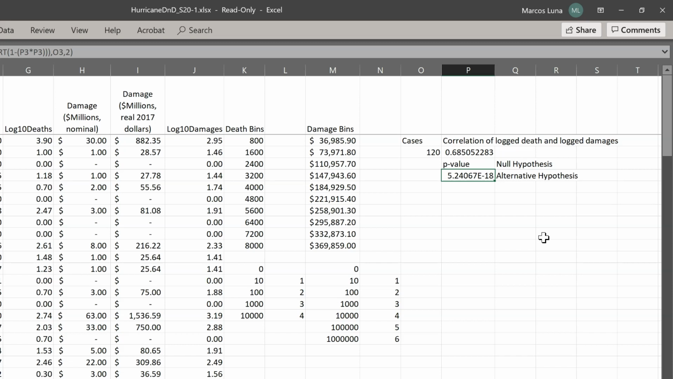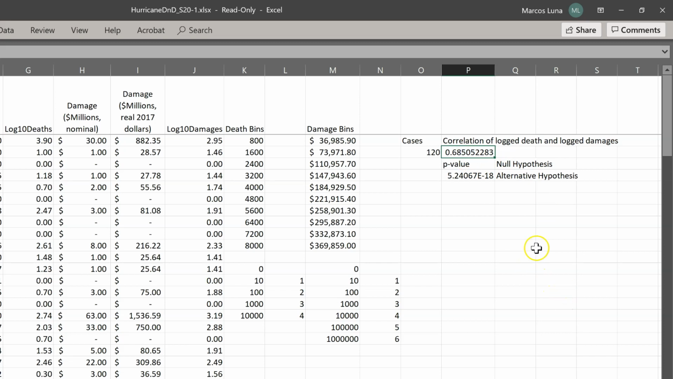By tradition, by convention, scientists use the 5% threshold. So if it's a 5% or greater chance that you could be wrong by rejecting the null hypothesis, you don't. But if it's less than 5% chance, then you can reject the null hypothesis and, nominally and provisionally, accept that number.